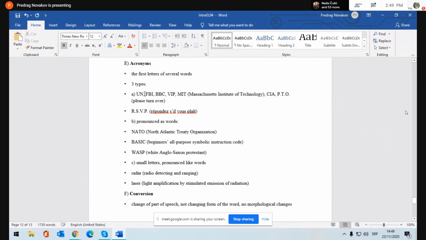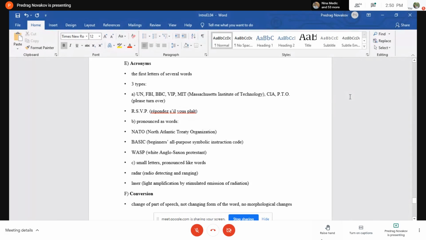Okay, let me say it anyway. I'm not going to ask you. This is the first type because of their pronunciation. We spell it letter by letter, UN, FBI, BBC. MIT, you can see in brackets, it is Massachusetts Institute of Technology. It's an American university. CIA stands for what? Central Intelligence Agency, exactly, CIA.